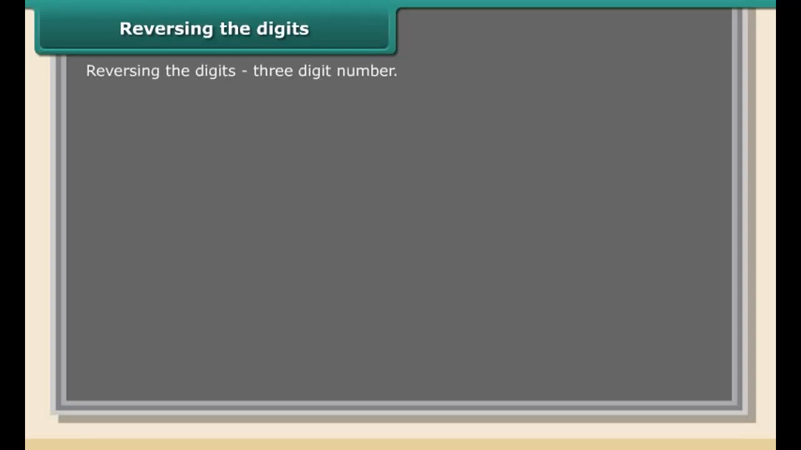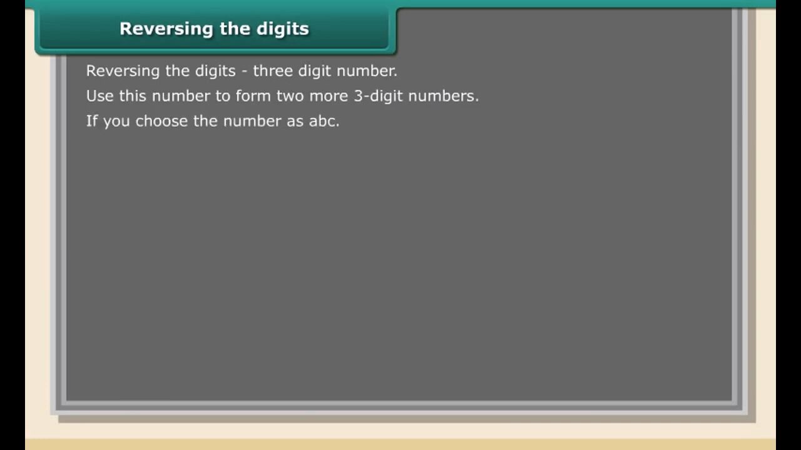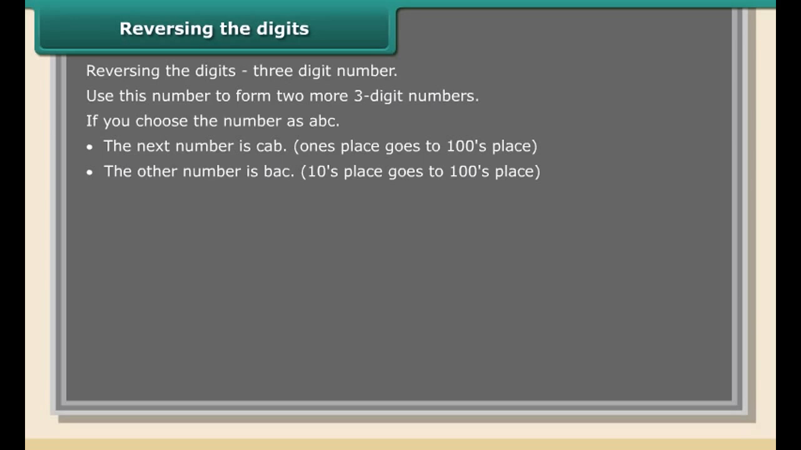Reversing the digits, three-digit number. Use this number to form two more three-digit numbers. If you choose the number as ABC, the next number is CAB. The ones place goes to the hundreds place. The other number is BCA. The tens place goes to the hundreds place. Add them and divide by 37, there is no remainder.